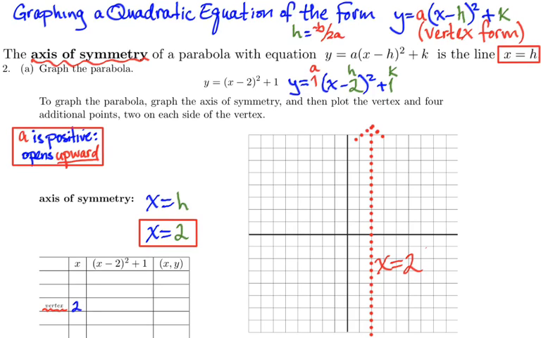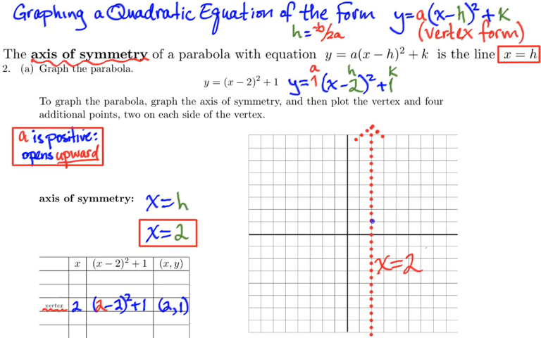So the vertex has x-coordinate 2, and now to find the y-coordinate that goes with it, we're going to plug 2 into the x minus 2 squared plus 1. So notice that 2 minus 2 is 0. So we get 0 squared plus 1. So we just get 1, which, remember, is our k. So the vertex is 2, 1.